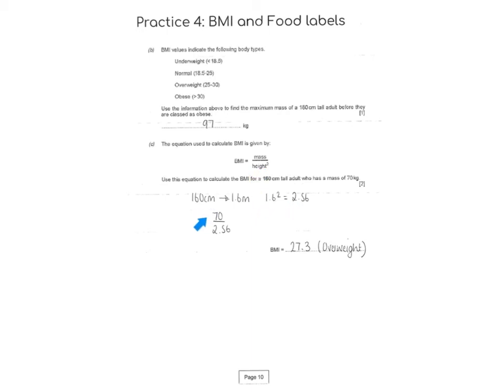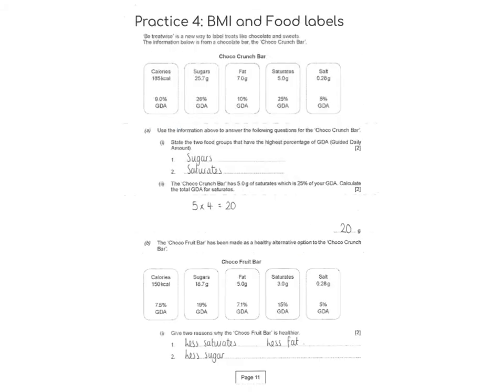And then I do 70 divided by 2.56, which gives me an answer of 27.3. Then if I look, he's classed as overweight. You haven't got to write overweight, but just for you to note.